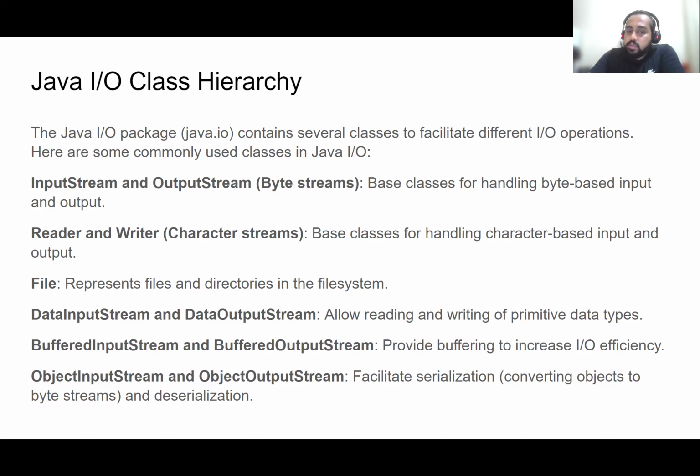And BufferedInputStream and BufferedOutputStream provide a buffer. Buffer means instead of one by one, it will take some amount and put it in memory so that it will be efficient for processing. It provides a buffer to increase IO efficiency. Okay, ObjectInputStream and ObjectOutputStream. Java always talks about objects. Like we saw how objects got created.